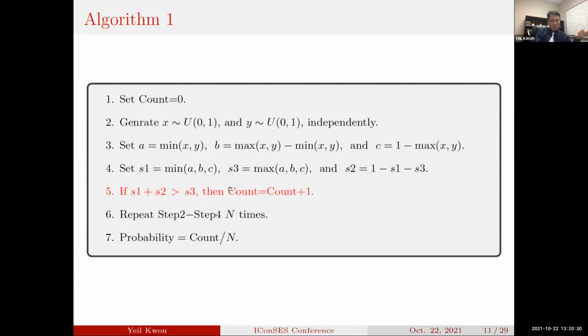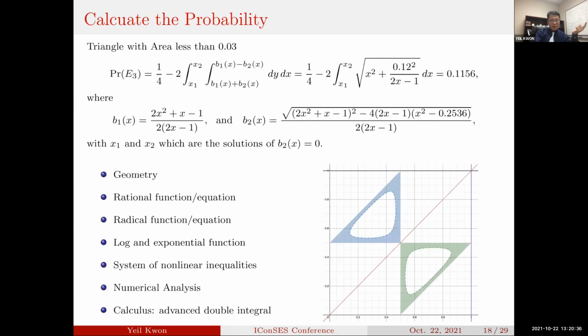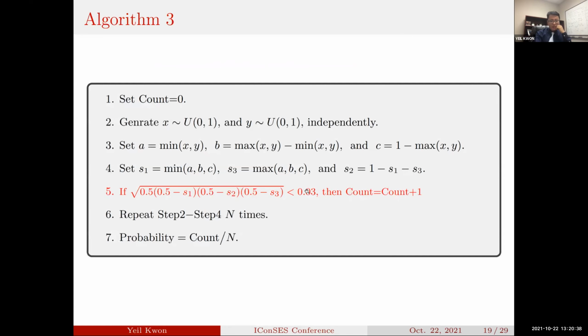The sum of 2 sides is greater than the other, the last one, and the sum of the squares is greater than the other square, and the area is less than 0.03. That's it. So by using this algorithm, we can make many various alternative questions that we can deliver to the students.